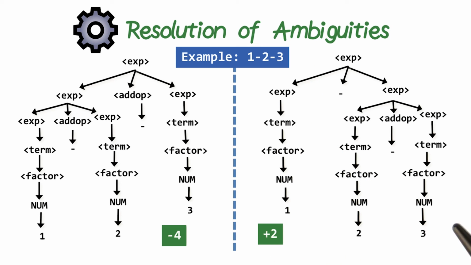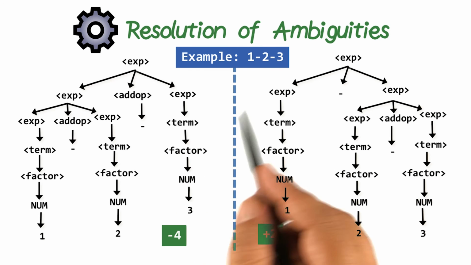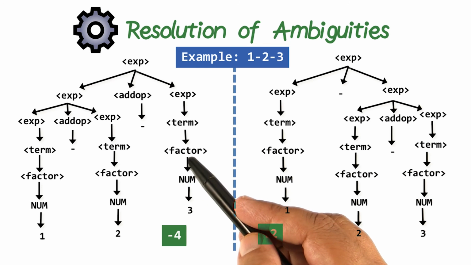So obviously this is a wrong parse tree. We should not be allowed to derive this. If we were to use left associativity of the minus operator, then the result should be only minus 4, and for that matter, we should be able to generate only this parse tree. And so what is the catch here? What is the problem here?